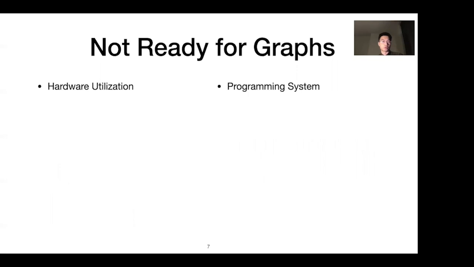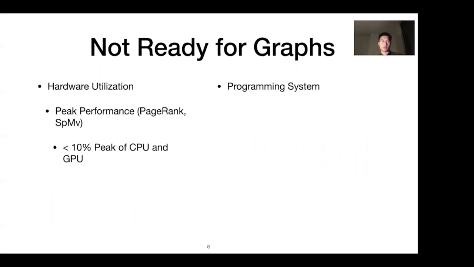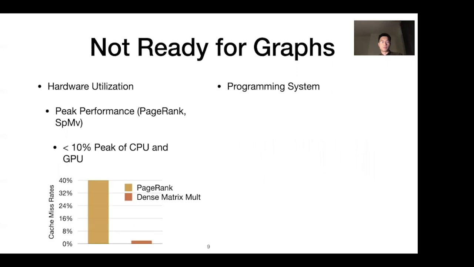On the other hand, the world is really not ready for sparse graph computations. If you look at the hardware utilization rate of commonly used kernels such as PageRank and sparse matrix multiply, you'll notice that they can only achieve less than 10% of the peak performance of CPUs and GPUs. A large reason for that is that sparse computations usually have a cache miss rate that's an order of magnitude higher than dense matrix multiply.